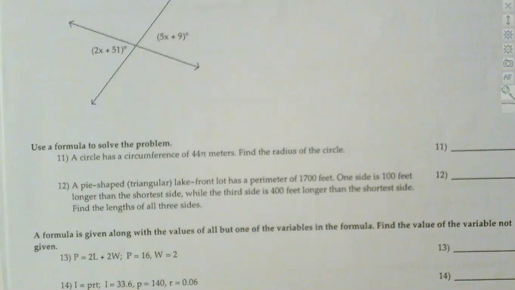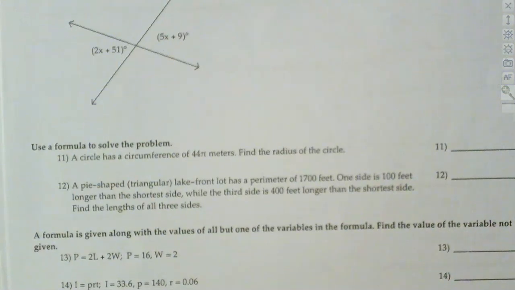A pie-shaped triangular lot, or lakefront lot, has a perimeter of 1,700 feet. One side is 100 feet longer than the shortest side, while the third side is 400 feet longer than the shortest side. Find the lengths of all 3 sides.